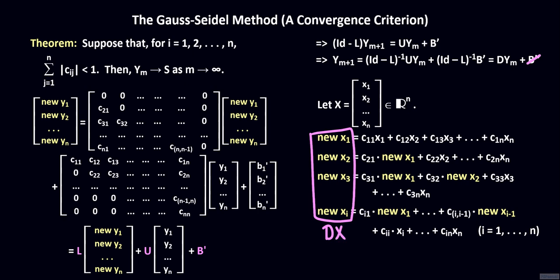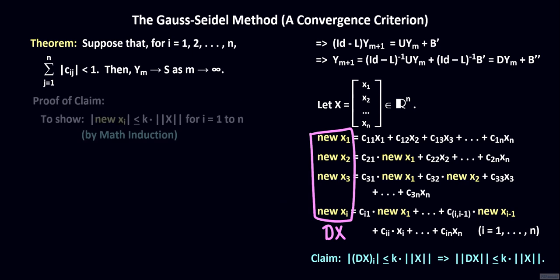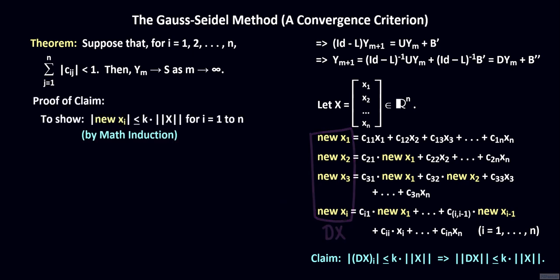Our immediate objective now is to show that for i equals 1 to n, the absolute value of the ith component of D times x is less than or equal to k times the norm of x. This implies that the norm of D times x is less than or equal to k times the norm of x. We prove this by mathematical induction.